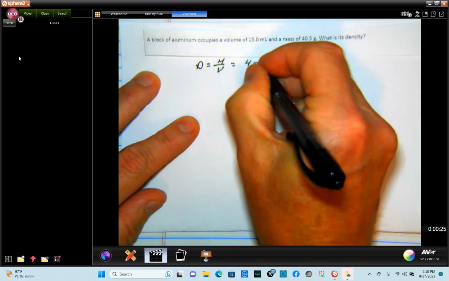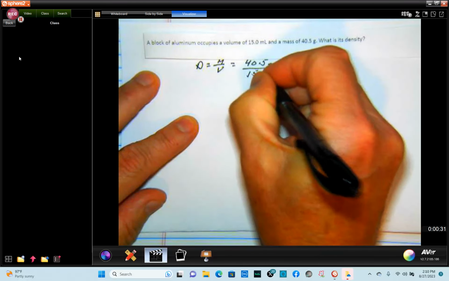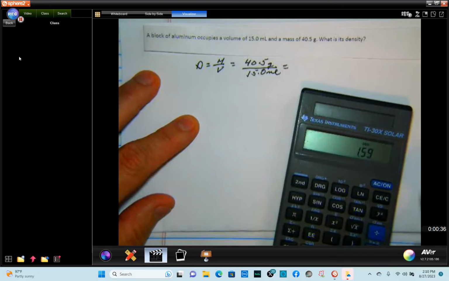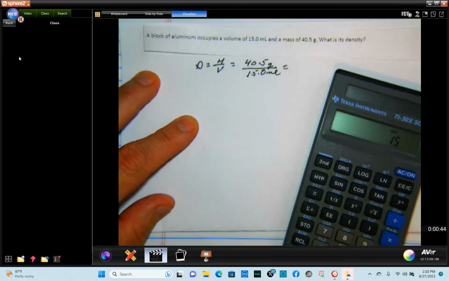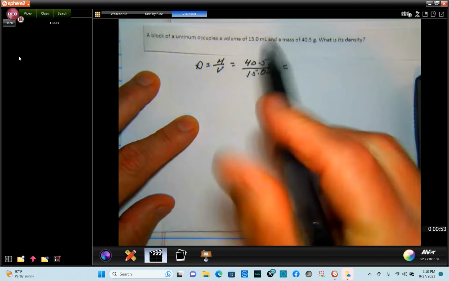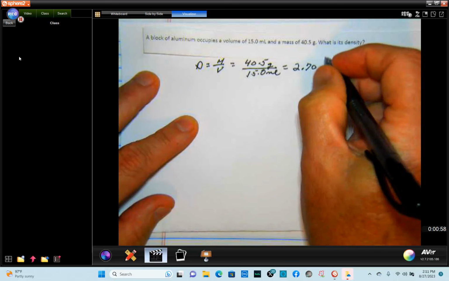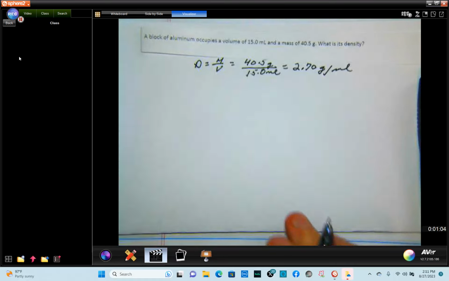We have 40.5 grams divided by 15.0 milliliters. And let's go ahead and crunch that out. So we have 40.5 divided by 15.0. That equals 2.7, but we have 3 sig figs, so our answer will have to be in 3 sig figs. So we have to add a 0 to the answer. So 2.70 grams per milliliter. So there's the answer for our first one.